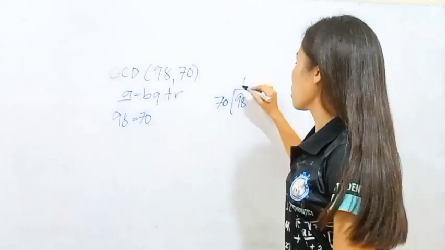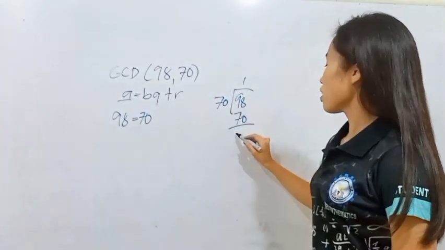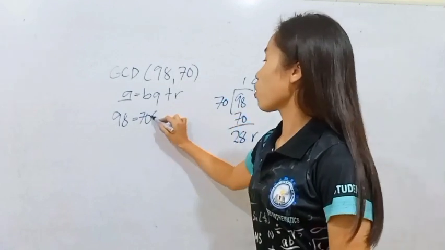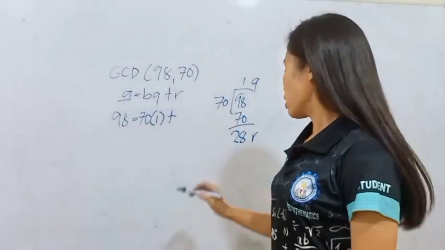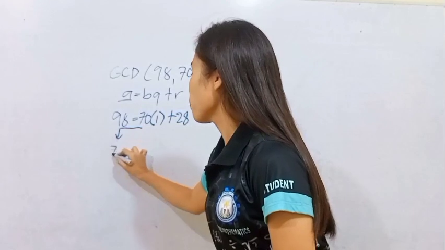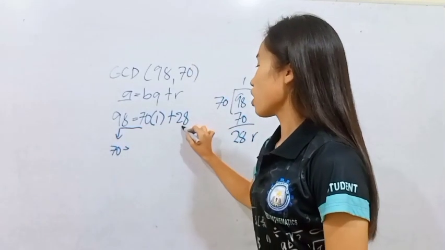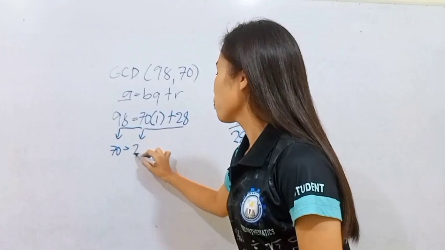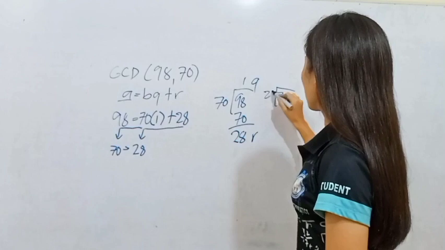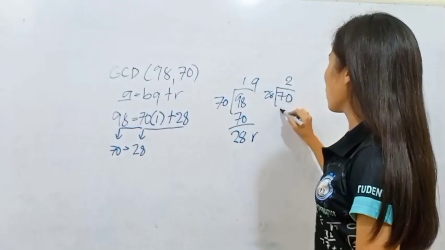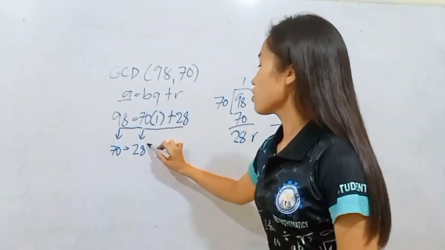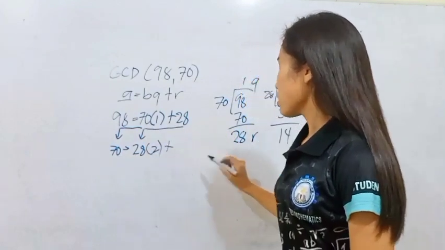98 divided by 70 is equal to 1. Then we have the remainder 20. This is our remainder and this is our quotient. So we have the quotient of 1, and we add that to say remainder na 20. After that, tayo na po sa 70, yung A. Then this is our B, the remainder. So do again the long division. So this is our quotient. So we have the quotient of 2 plus our remainder 14.